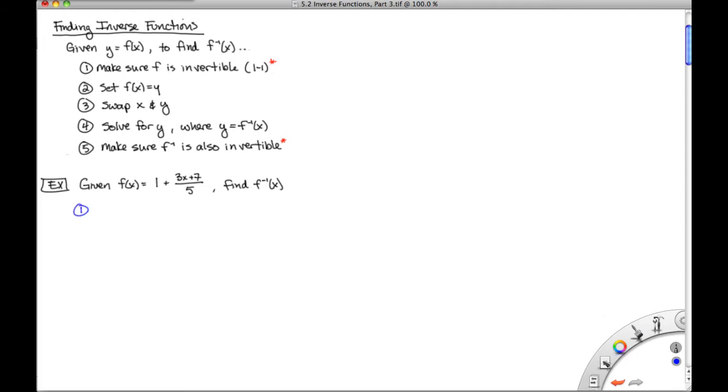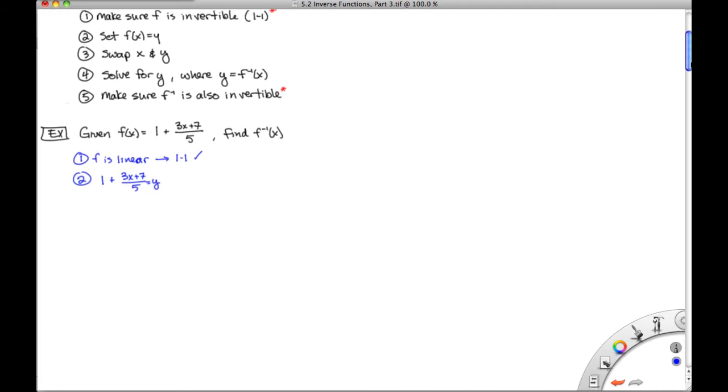So step one, we're going to make sure that this is a one-to-one function. The good thing here is that, by looking at this a little more closely, we see this is a linear function, so f is linear. And the fact that f is linear tells us that we have a one-to-one function. We've discussed this before, that linear functions are one-to-one, so we can take that for granted and move on to the next step. In step two, we take this function and set it equal to y. So we have 1 plus (3x plus 7) divided by 5, which we then set equal to y.